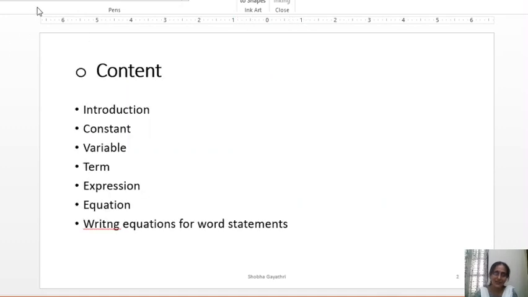In this module, we will recollect whatever we have learned in 6th standard. It is constant, variable, terms, expression. This much you have studied in your 6th standard. We will define equations and finally we will write equations for word statements.